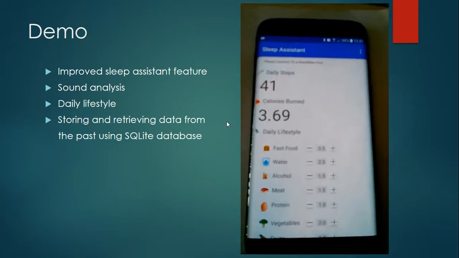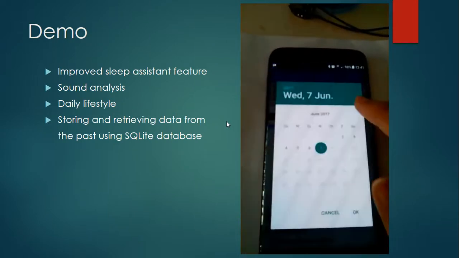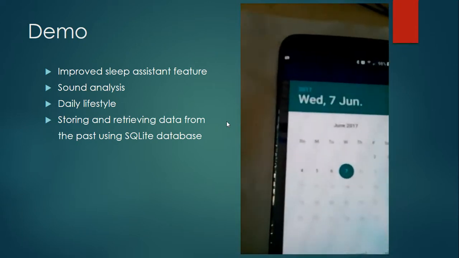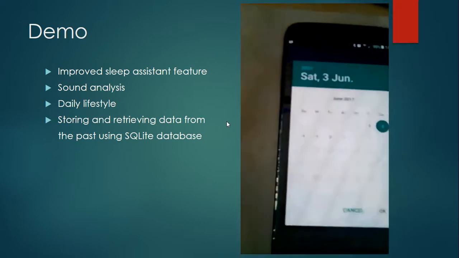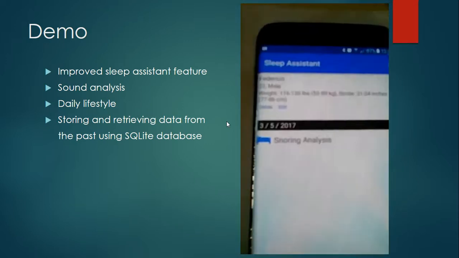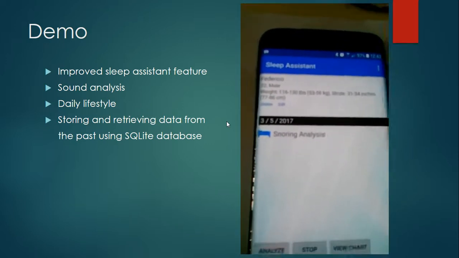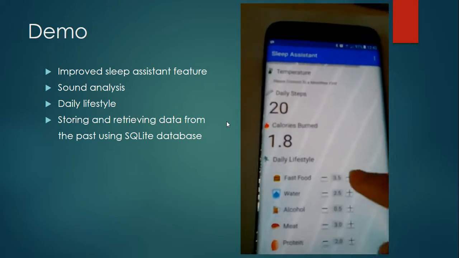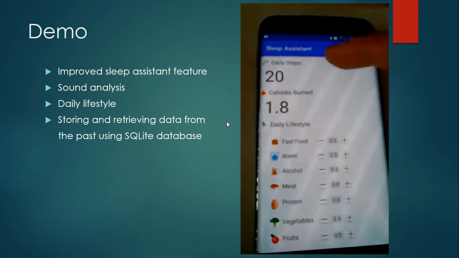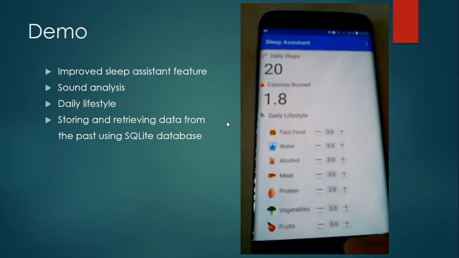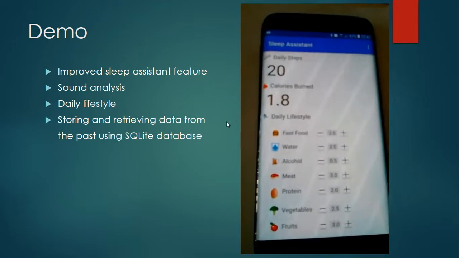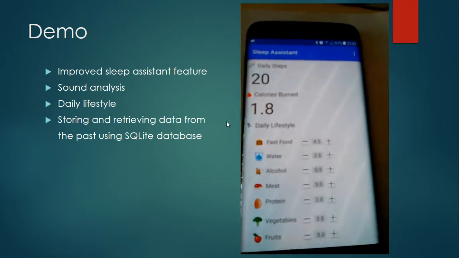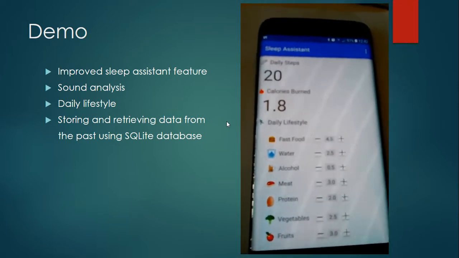And here is the data for today. Now, if you want to view the past data, say from the 3rd of June, you can click here and click OK. You can see the date is shown on this bar, and also the data from the 3rd of June is shown in here. It shows the daily steps, calories burned, and the daily lifestyle. You can edit the daily lifestyle, but you cannot edit the daily steps, as I've explained before.